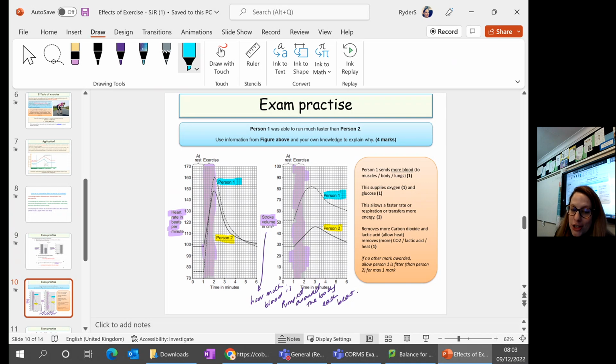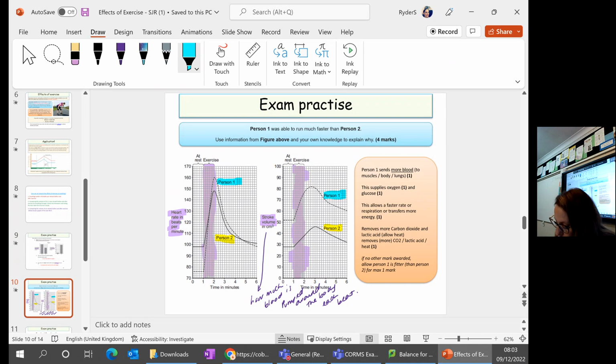So that's the information that I can get from this graph. This person's heart rate has increased, and person one is sending more blood to the body and to the lungs, because if you're thinking about it, your lungs are in your body. But when we start looking at the cardiac cycle and how blood is pumped around the body, blood goes to the lungs first, then it will go to the body.